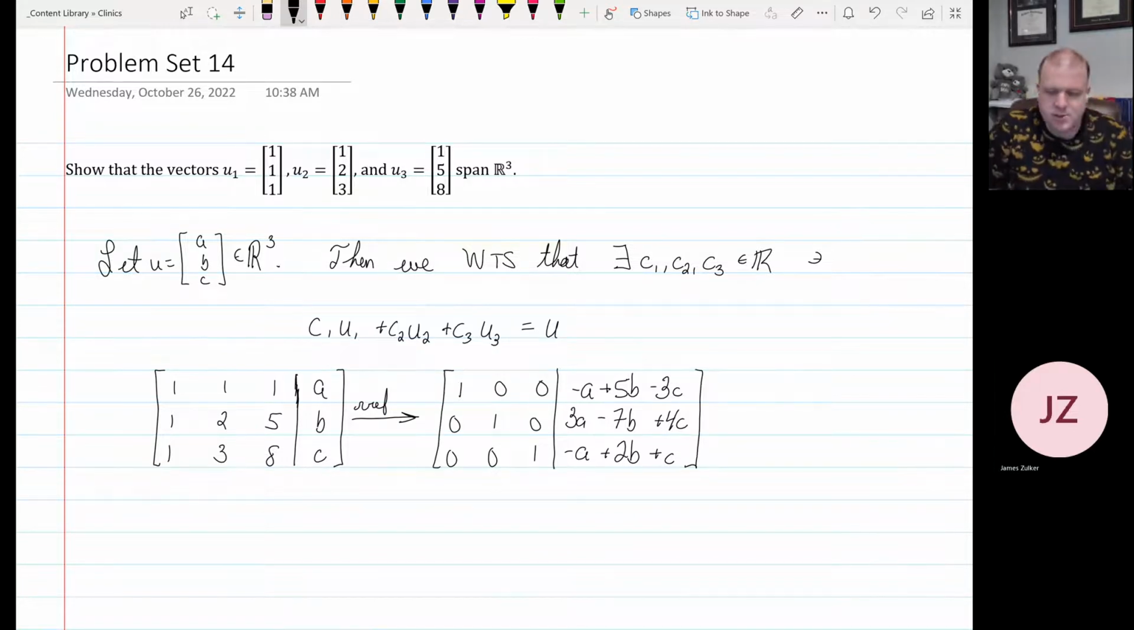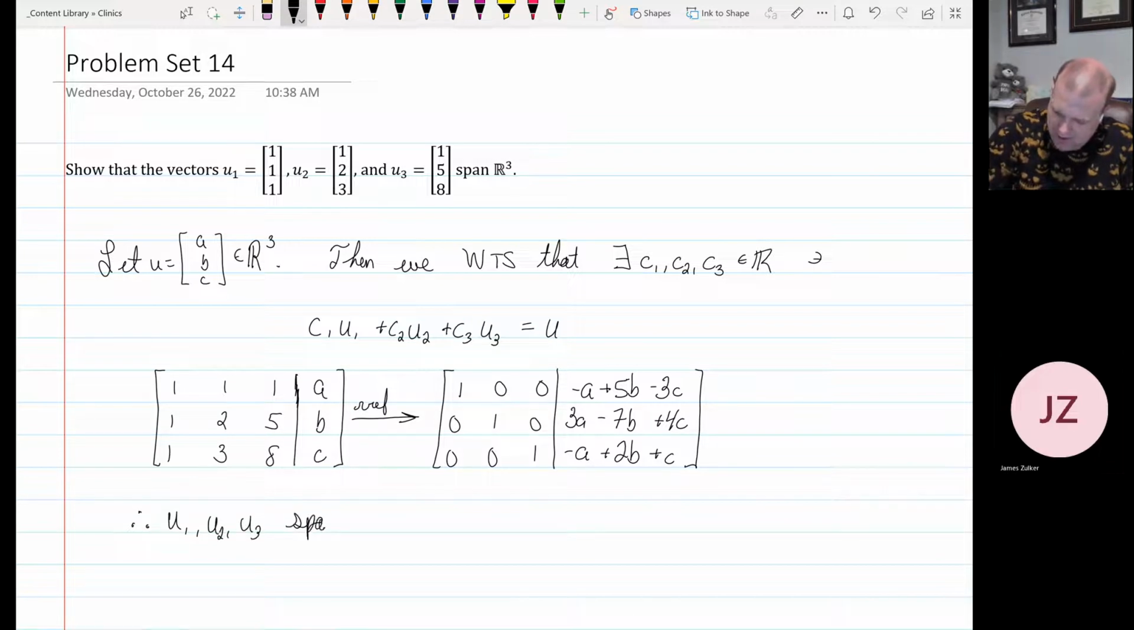Well, there we go. We have a solution. Right, C1 would equal negative A plus 5B minus 3C, right? C2 would equal negative 3A minus 7B plus 4C. And then finally, C3 would equal negative A plus 2B plus C. So we can therefore conclude that U1, U2, and U3 span R3.